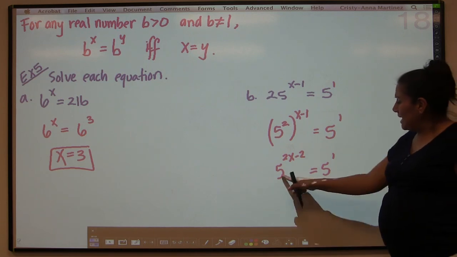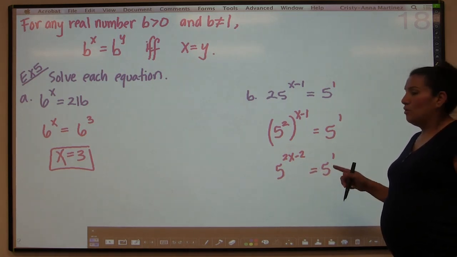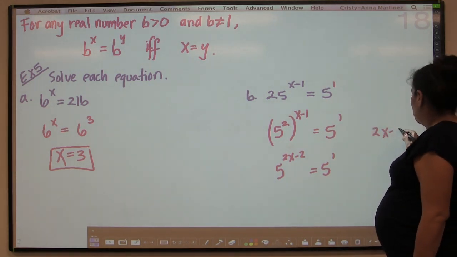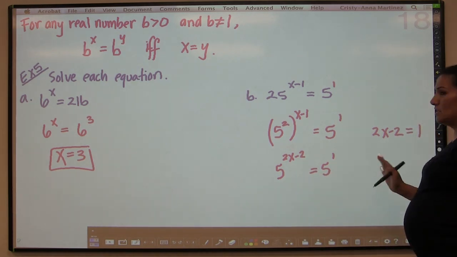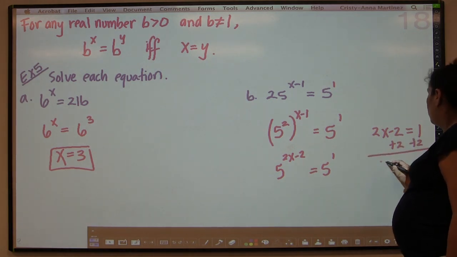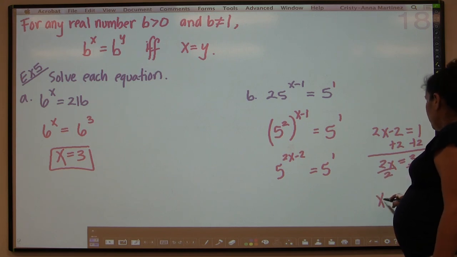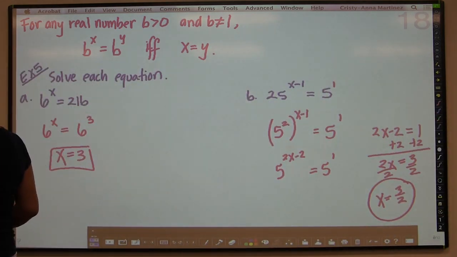So now we do have the same base, and so these two expressions will only be equal to each other if their exponents are equal to each other. So that means I can take 2x minus 2, which is the exponent on the left, and equate that with 1, which is the exponent on the right, and then solve for x. So 2x equals 3. Divide by 2. In this case, x equals 3 halves. So that is how you solve an equation that has an exponential in it.